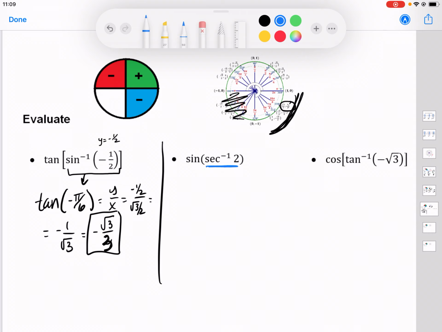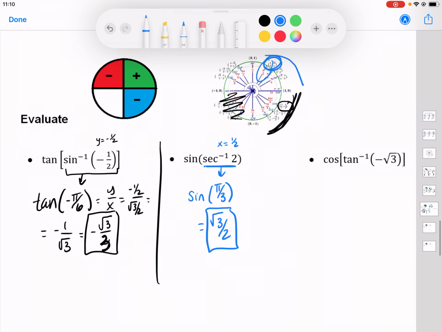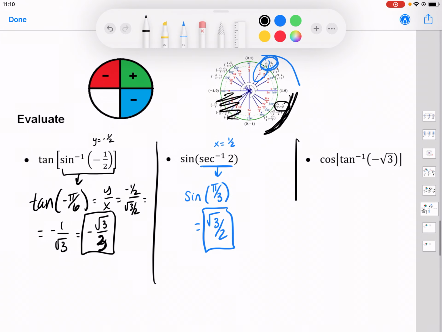So I'm going to do the inside first. Secant is the reciprocal of cosine, so the reciprocal of the x. So x has to be 1/2. And so I'm going to go ahead and look at the x value right here. There's an x of 1/2 right here at pi thirds. So I'm going to do sine of pi thirds. So I'm going to look back at that. Sine is the y value. So I get square root of 3 over 2 as my answer. And then let's do one more before we stop this.